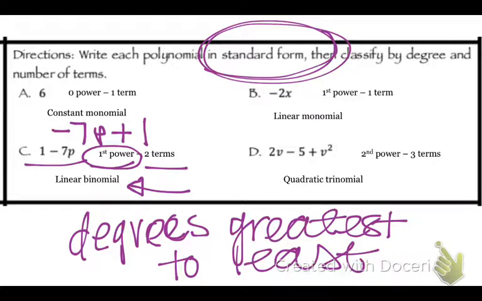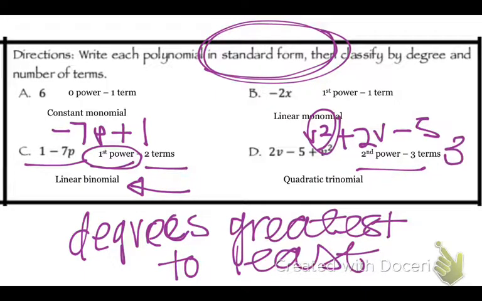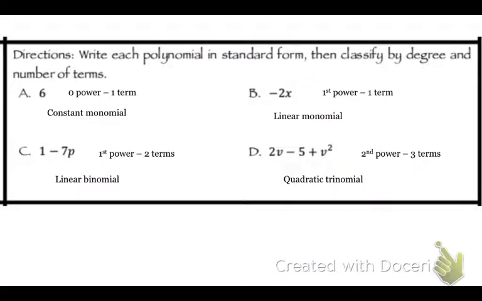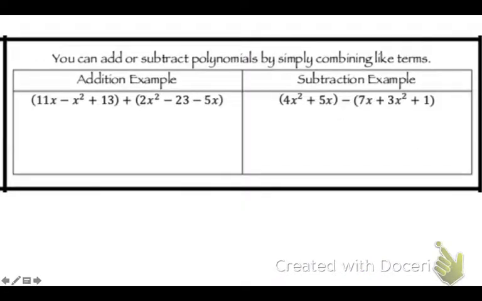Now this one, we need to rewrite it greatest to least, so that'd be v squared plus 2v minus 5. That's a second power, and there's three terms there. So that's a quadratic trinomial. Okay? You should have learned standard form last year or the year before. You can add or subtract polynomials by combining like terms.